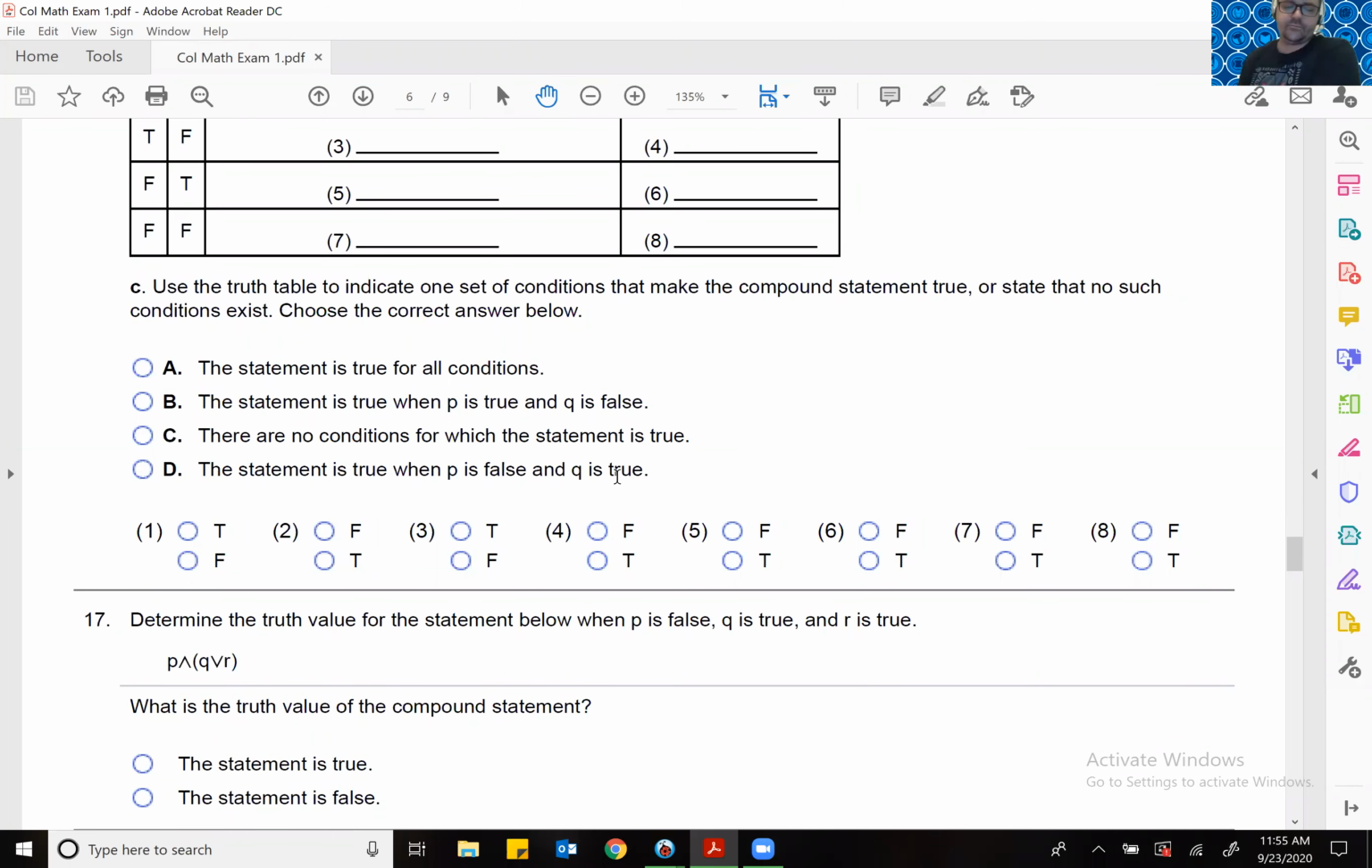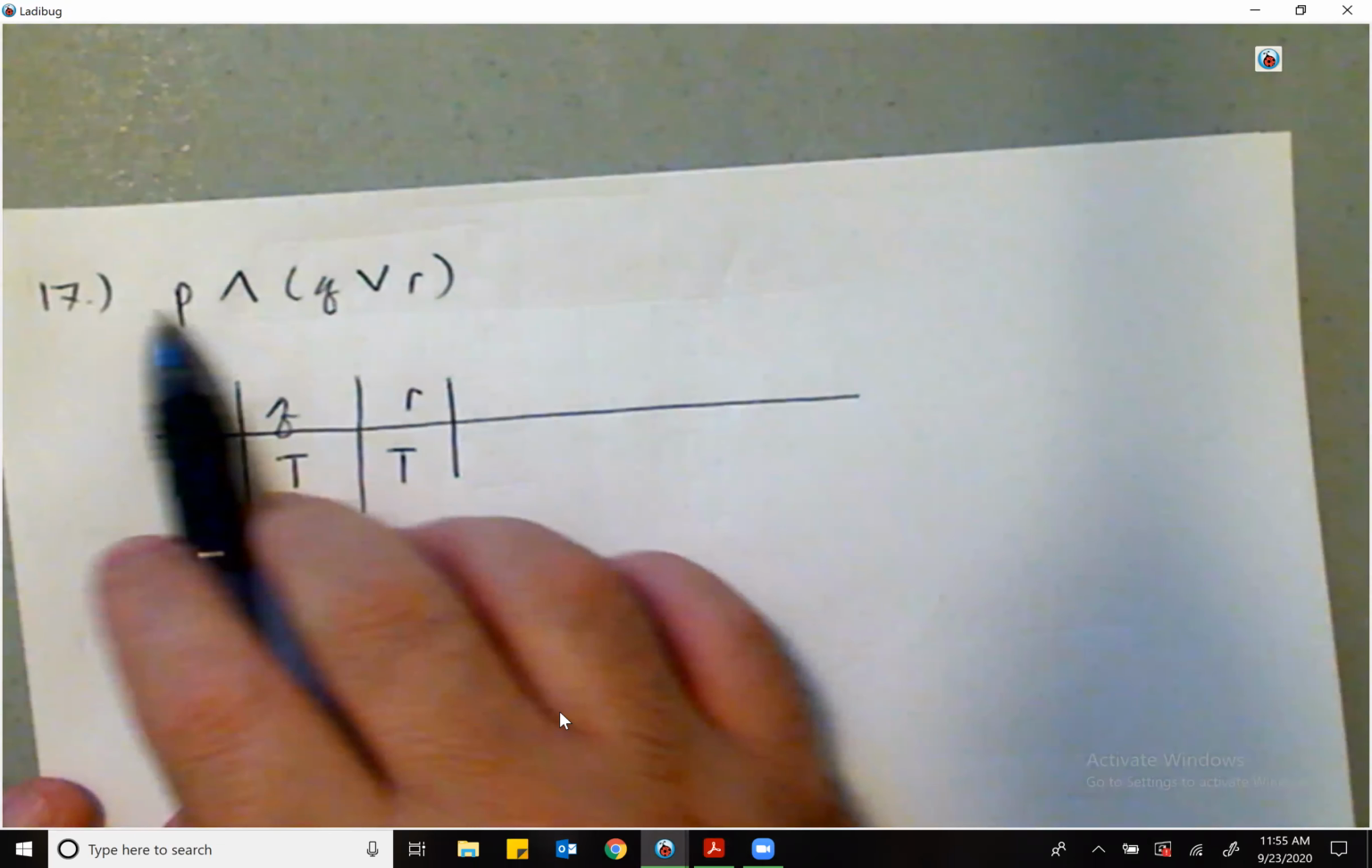17 is coming from 3-2 as well. All of this has been in 3-2. We haven't left that one yet. So we've got P and parenthesis Q or R. And out to the side, it is telling us the truth values of the P, the Q, and the R. So it says P is false, Q is true, R is true. So we want to find the truth value in the end. In the end, when we do this, is it true or false?